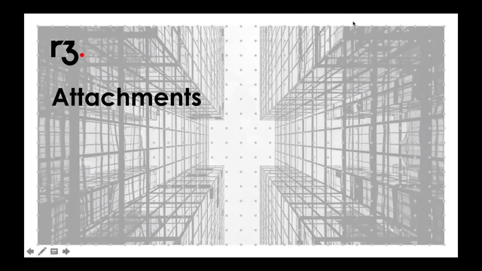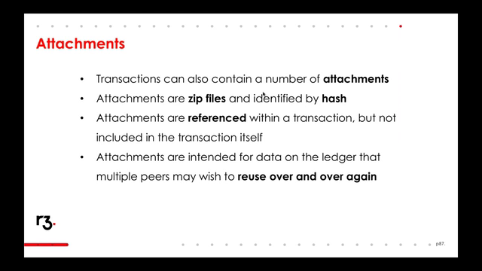So in this next webinar, we're going to talk about attachments. And attachments are really just arbitrary data files that can be attached to a transaction. So how do they work? As I said, transactions can contain a number of attachments, and these are typically zip files, and they're identified by hash. Crucially, these attachments are not necessarily contained within the transaction, but the hashes of the bytes of the attachment are contained within the transaction. So they're just referenced via hash as opposed to included within the transaction itself.